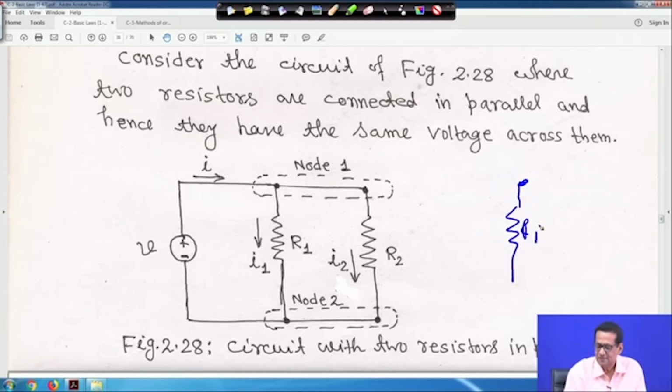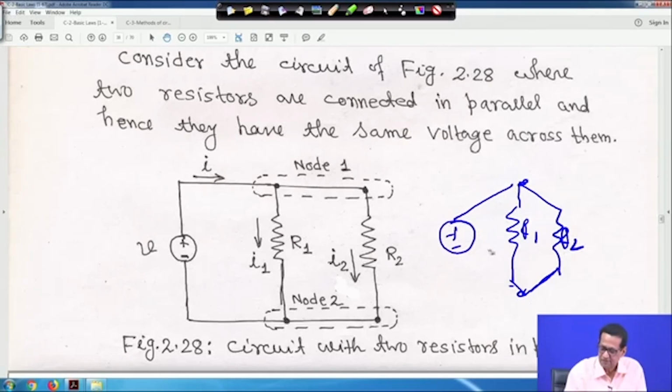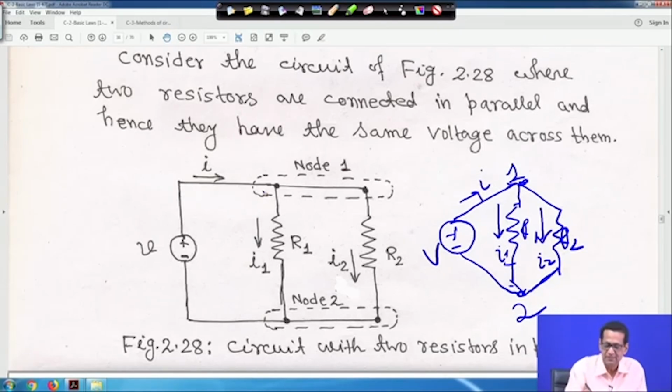This is R1, also R2 connected like this, and nothing is there, and this is your voltage source V. The circuit will look like this, right. This is your node 1 and this is your node 2, and the current flowing through this is I1, the current through this is I2, and this is the current I, whatever this circuit is equivalent to, because this is actually a common point.